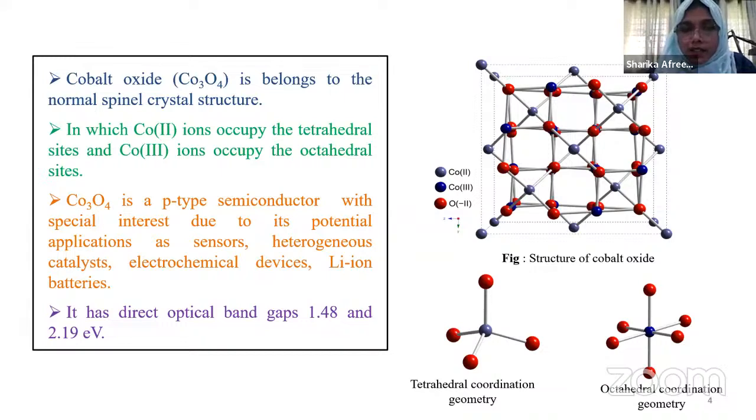belongs to the normal spinel crystal structure, and it is a p-type semiconductor of special interest due to its potential applications as sensors, heterogeneous catalysis, electrochemical devices, and lithium-ion batteries. So this figure shows the crystal structure of cobalt oxide, in which cobalt 2+ ions occupy the tetrahedral sites while cobalt 3+ ions occupy the octahedral sites. So here I have shown the figure of tetrahedral coordination and octahedral coordination geometry.